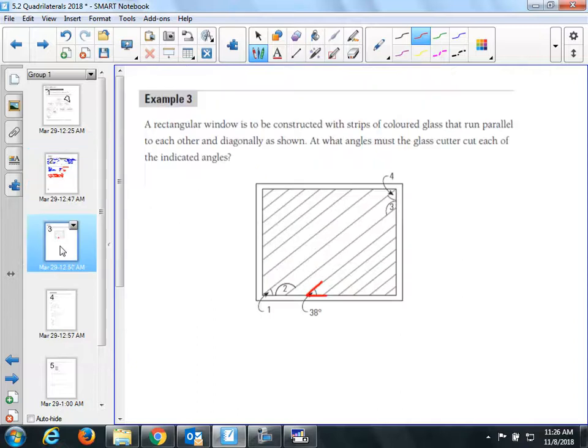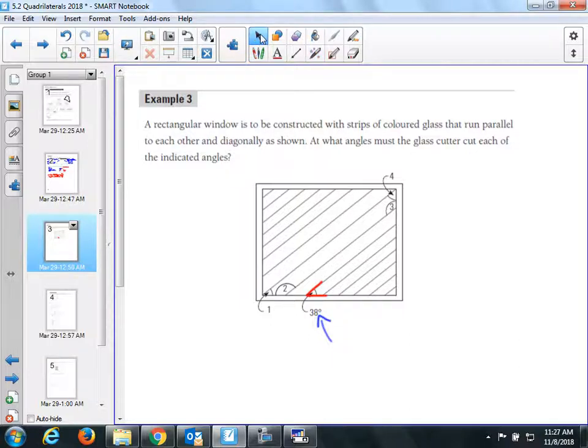Third page with an example on here. This one's a little trickier. If we take a look at this one, a few things here. We're given that this is 38 degrees. And, well, let's take a look at that.